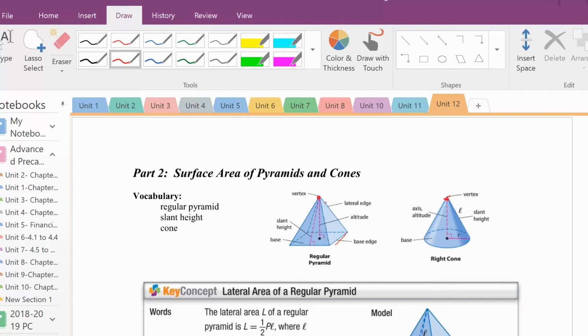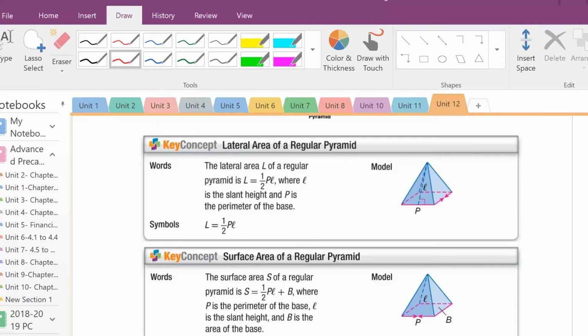But on the faces, there are a couple of things that are different. Number one, the height of the face is no longer the height of the figure. It is what's called the slant height. That's the height of the face. The actual height of the figure would be the altitude that's drawn from the vertex to the base. So that is the height of the figure. All right, so that's one main difference.